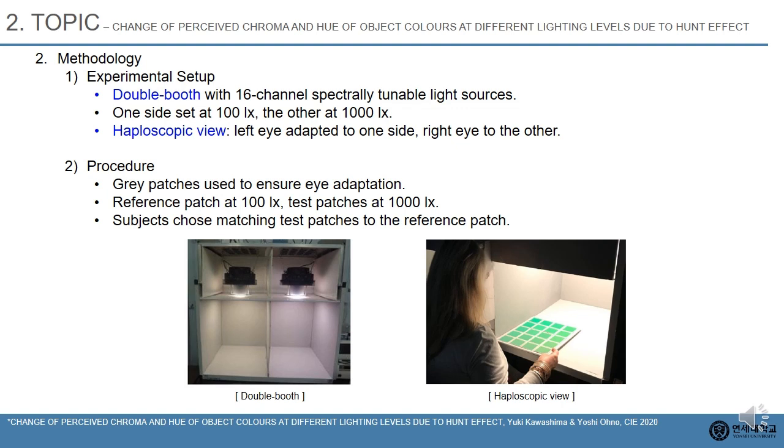In the experimental procedure, gray patches were used to ensure proper eye adaptation. Participants then matched test patches to reference patches under different lighting conditions. This procedure helped in accurately measuring the perceived changes in chroma and hue.